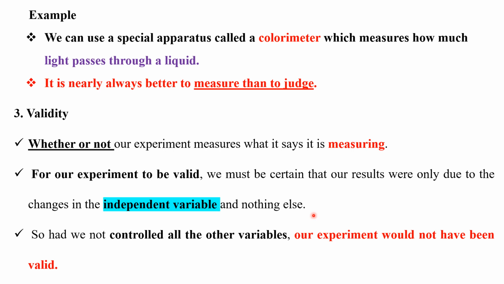If we are not controlling all the other variables, the controlled variables, our experiment would not be valid. We must control the controlled variables. You see, for our experiment to be valid, we must control our experiments.